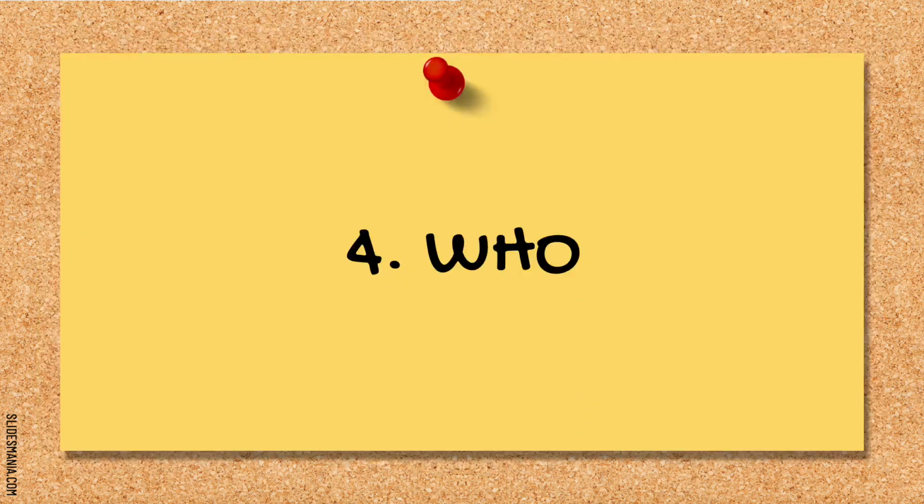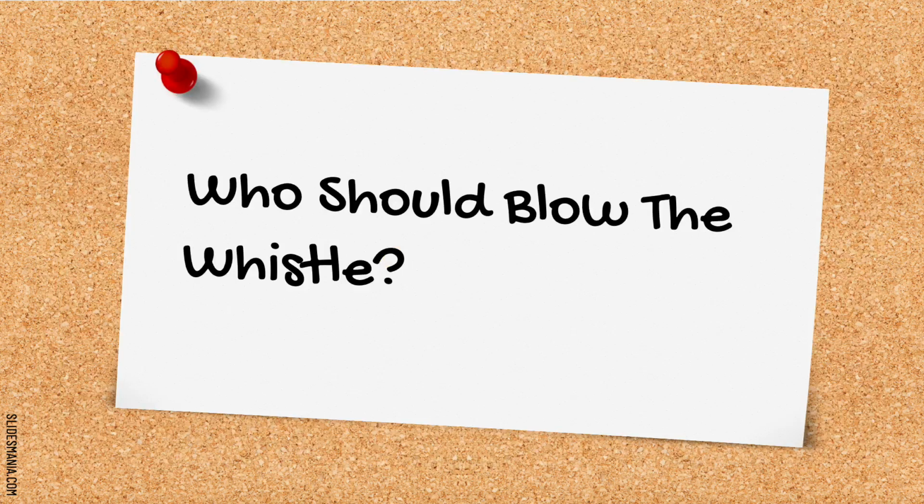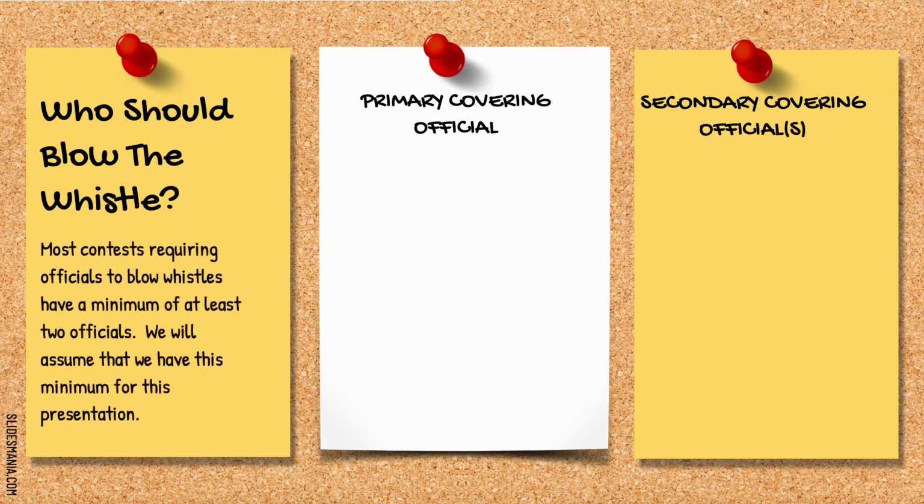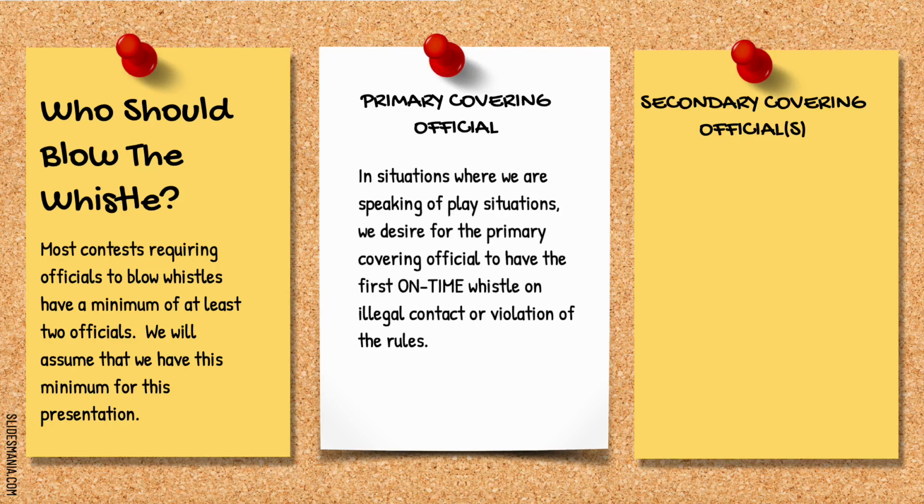Chapter 4. Who? Who should blow the whistle? Most contests requiring officials to blow whistles have a minimum of at least 2 officials. We will assume that we have this minimum for this presentation. The primary covering official. In situations where we are speaking of play situations, we desire for the primary covering official to have the first on-time whistle on illegal contact or violation of the rules.